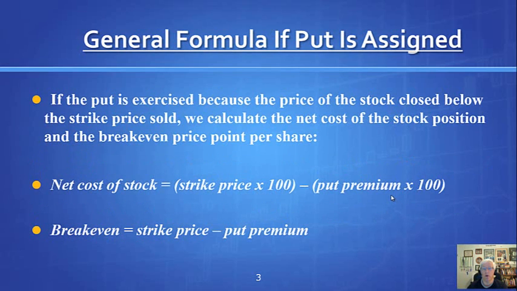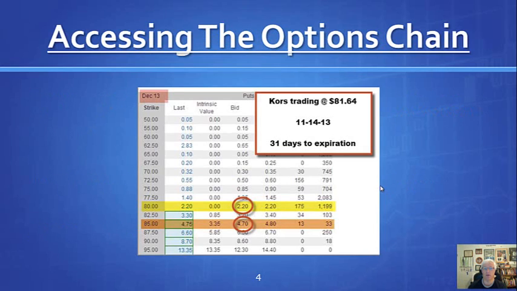The second formula we're going to review is if the put is in fact assigned to us. And that will happen if the price of the stock dips below the strike price at expiration. Here we can calculate our net cost of the stock and our break-even price point. And the formula is the strike price minus the put premium will equal our break-even point and our cost basis. And of course, we multiply it by 100 for the contract. That will give us our cost basis for one contract.